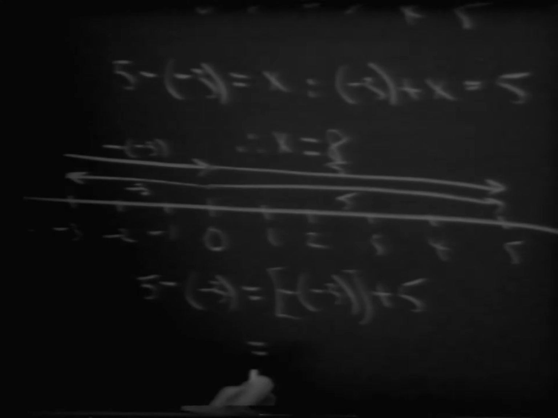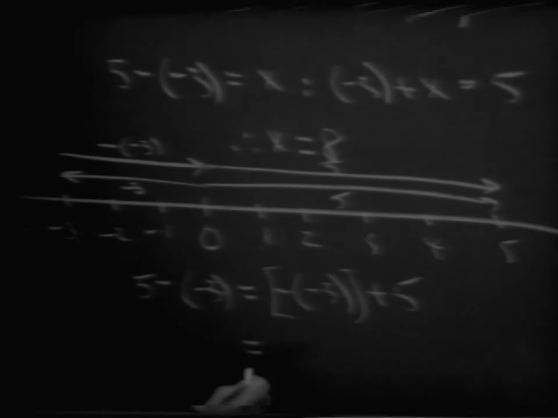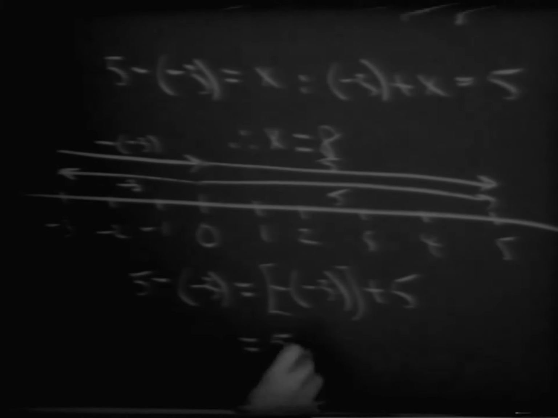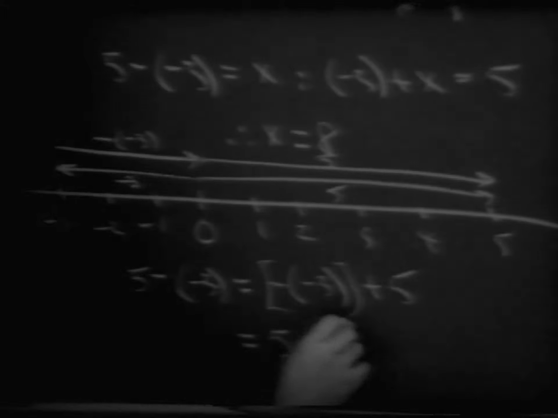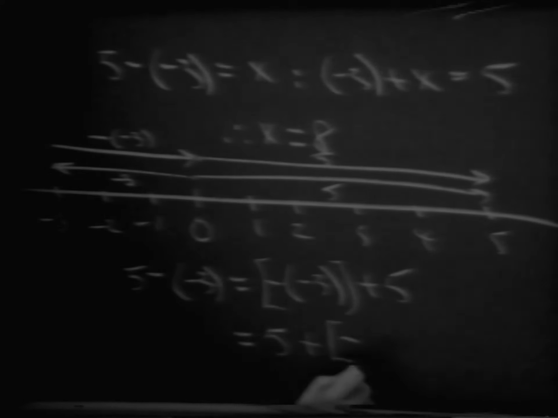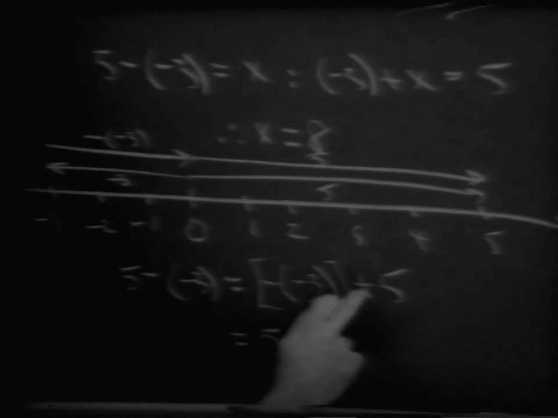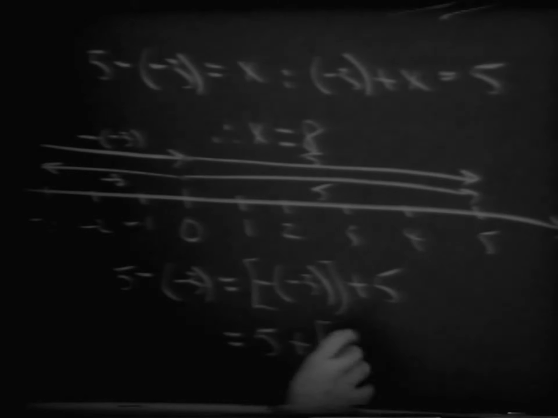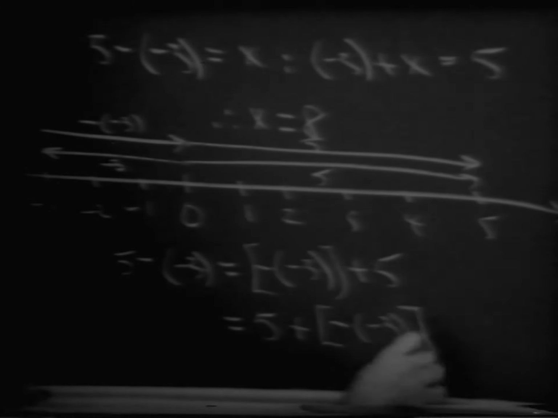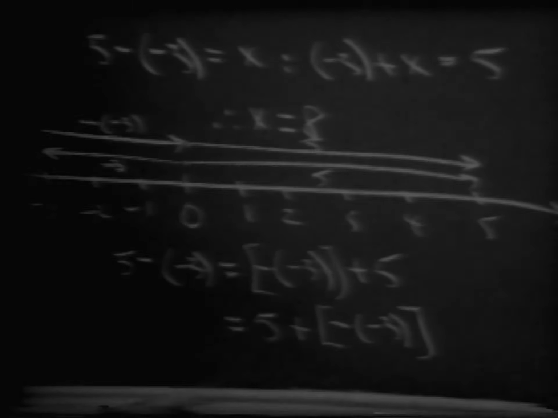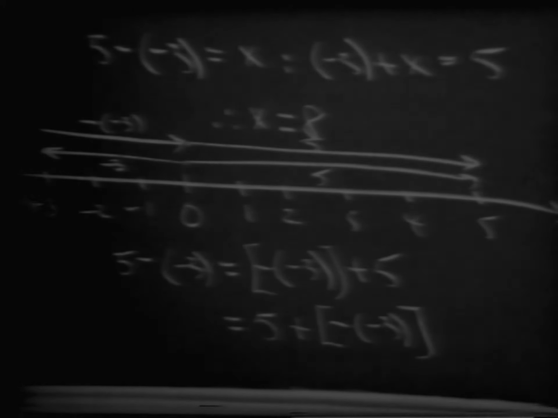So how else may I write this? I may write this, Dave said, 5 plus the opposite, well, let's include this as 5 plus the opposite of negative 3, okay? Which, of course, is a name for what? Is a name for 8, all right?